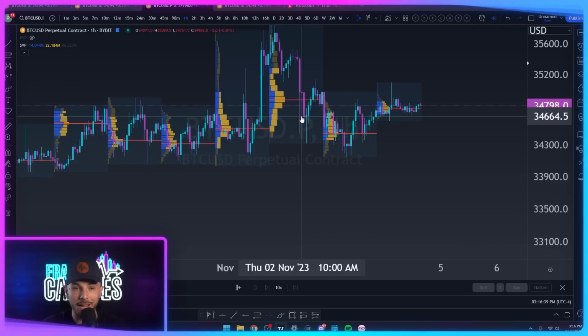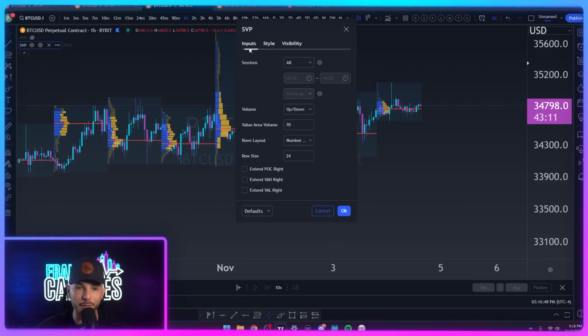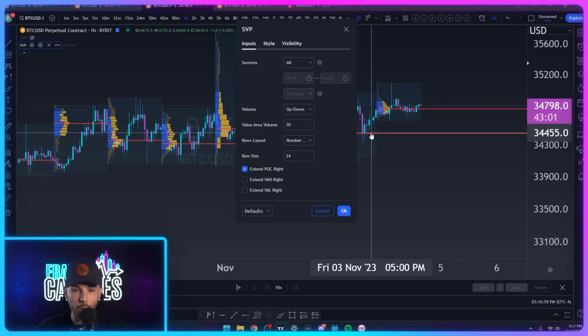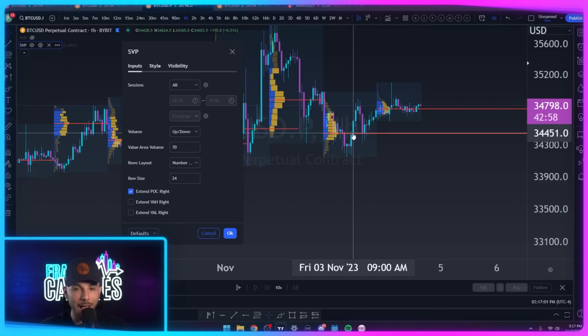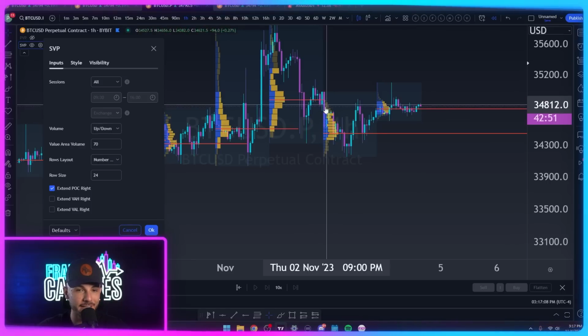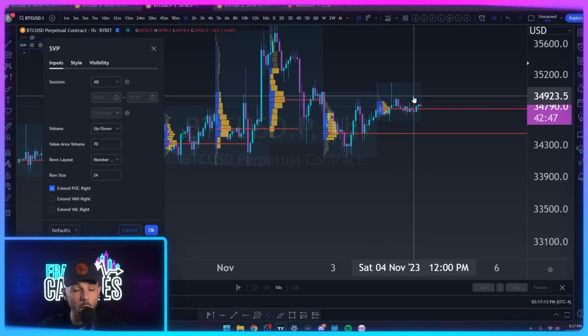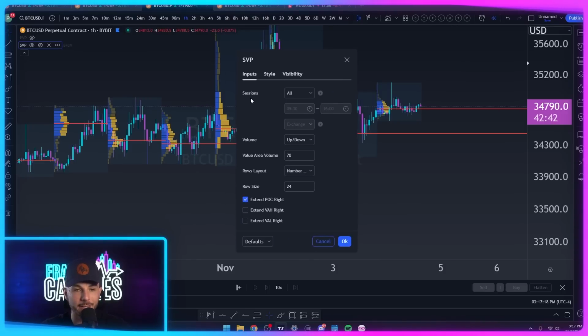But what you have to do here, guys, to get these naked points of control on your chart is you're going to want to go ahead and double click anywhere on your profile, and you have to change a few settings. Now, number one, right off the bat, I'm going to start over here on input, and you definitely want to extend your POC to the right. And then you'll see your points of control. Certain ones will actually extend all the way to the right, but you'll also notice that some of them actually don't, right? This one does not extend to the right. This one does not extend to the right, but this one does, and so does this one. These points of control are naked.